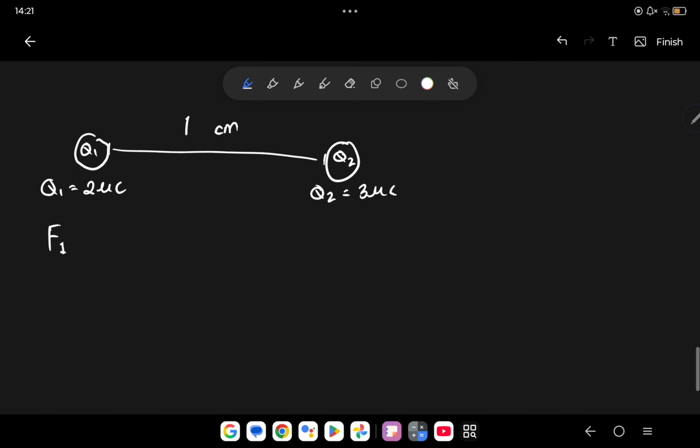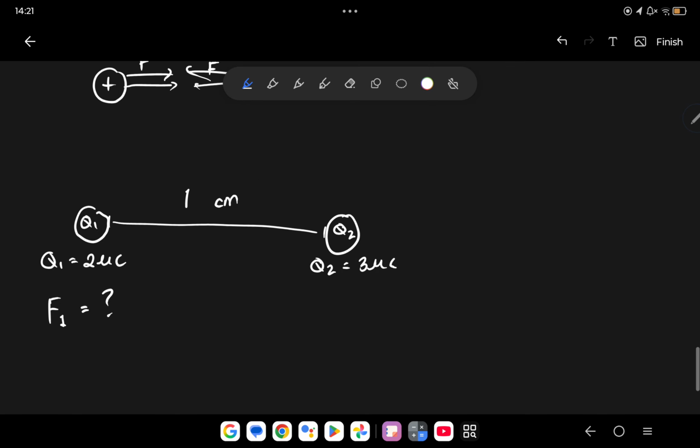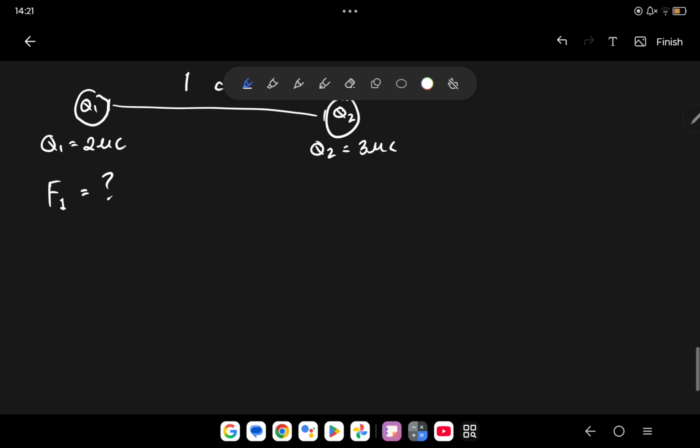Let's think about this. Let's write down what we know first. We know the distance between the particles. That is r here. R is equal to 1 centimeter. But remember, we need to do everything in standard units. This is centimeters. We need to convert it to meters, so we need to divide it by 100. You can rewrite this as 1 times 10 to the power of negative 2 meters.